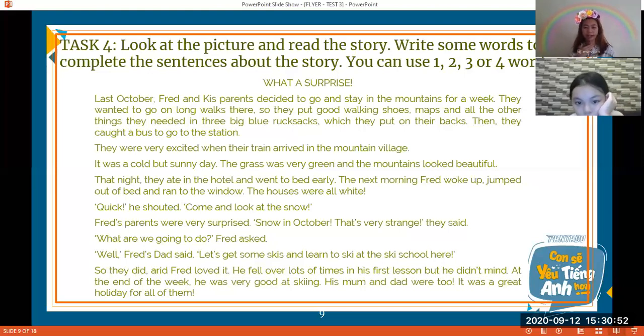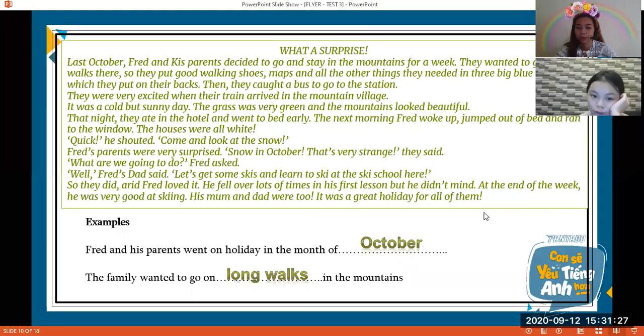Okay, so did you understand the story? So you're going to get your answers from the story. You're going to write some words to complete the sentences about the story. You can use 1, 2, 3, or 4 words to complete the sentences. Okay? Yes. So for example, can you read the example?